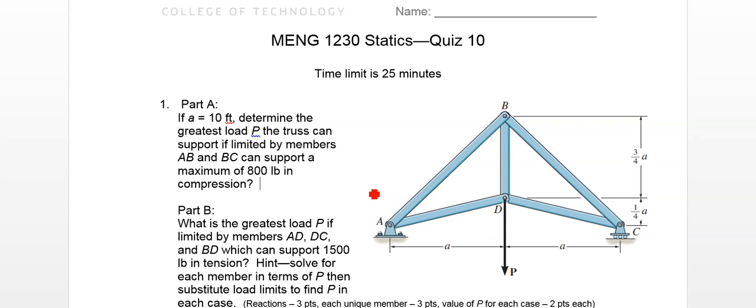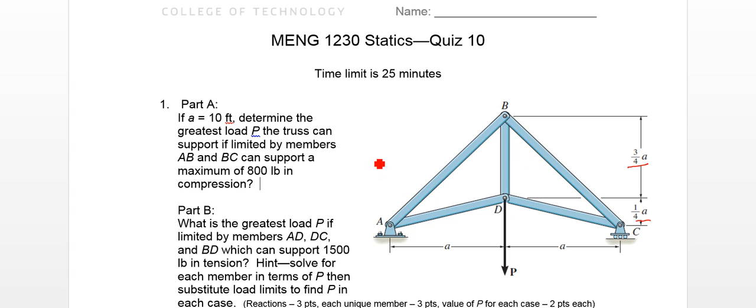Okay, we'll work through the solution to quiz 10 for statics, MENG 1230. We have this truss here. There's a load applied at D going straight down. It's symmetric, so we have a pin connection at A. It is a lowercase a distance from that point to D, another lowercase a from that point to C. Then we have our vertical dimensions here. It's 3/4 A, 1/4 A.